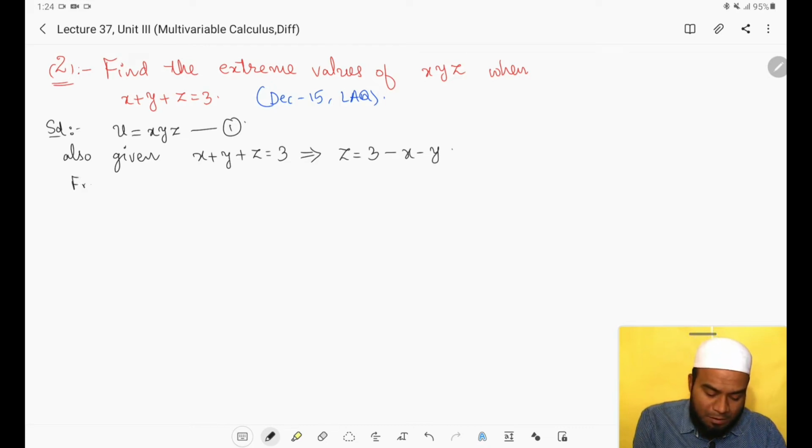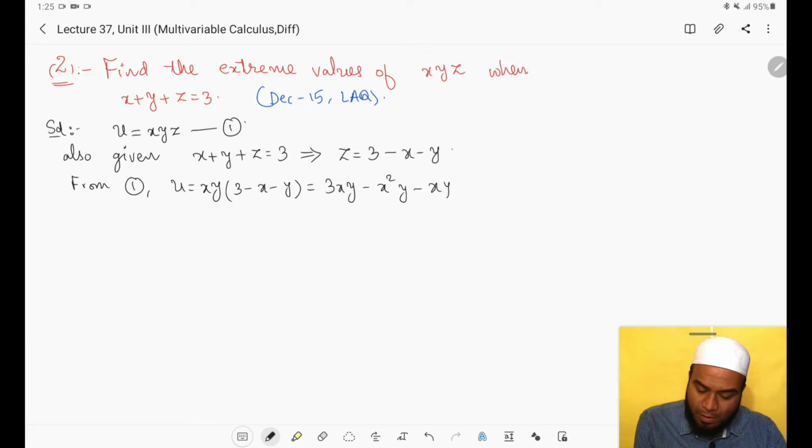Now let us substitute this value of z in 1. So from 1, u equals xy into z. Z is 3 minus x minus y, which gives 3xy minus x square y minus xy square, right. This is u. So what we have done here is we computed the value of z, which is 3 minus x minus y, then substituted it in u, which is xy into (3 minus x minus y). When we simplified this, we got 3xy minus x square y minus xy square, right. This is u now. So it depends on only two variables, x and y. So we have to find maxima and minima for this function u.